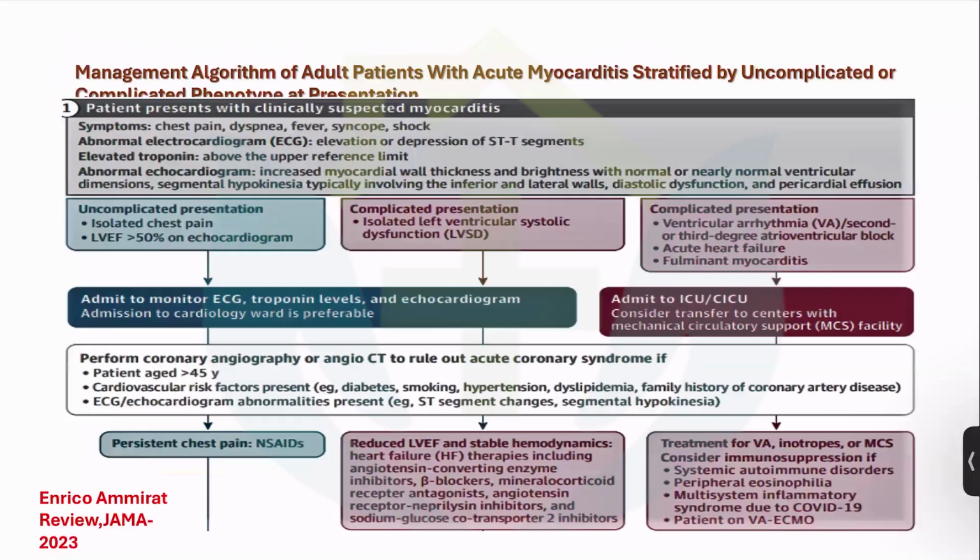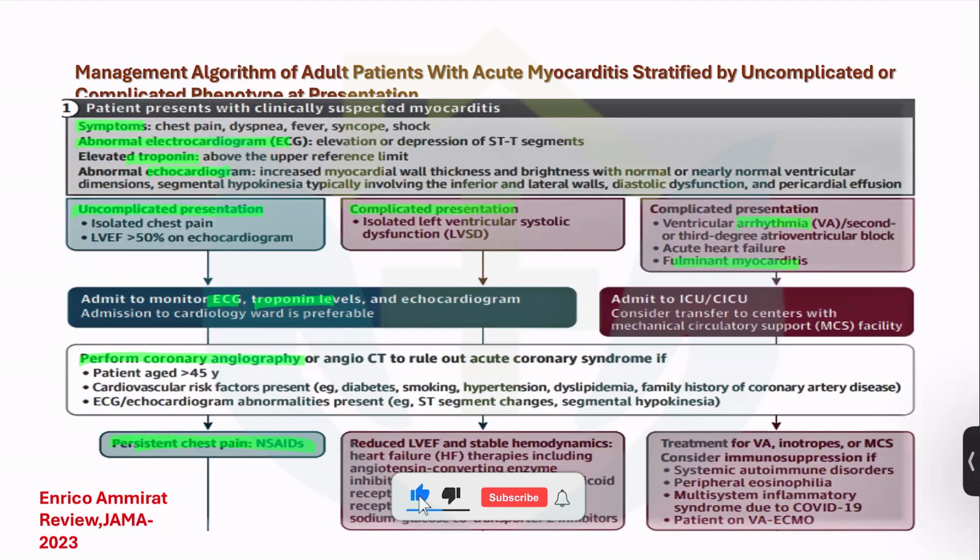This is again a management algorithm. Just to highlight the same thing again, you have to remember the symptoms, which are basically any symptoms related to cardiac cause, an ECG, an echocardiogram, and troponin levels. If it is an uncomplicated presentation, then we can admit, repeat an ECG and troponin levels, and perform a coronary angiography. As I told, it is required for ruling out any coronary artery disease. And if it is a complicated presentation, we basically have to manage it like acute heart failure and its complications, to manage the arrhythmias and the fulminant myocarditis-like features. If there is persistent chest pain, then we can give some insights.